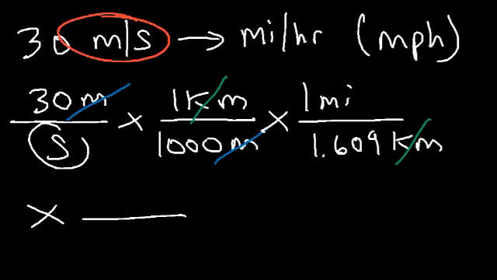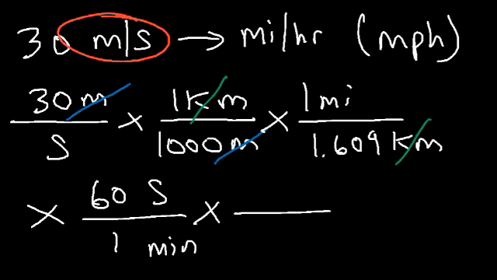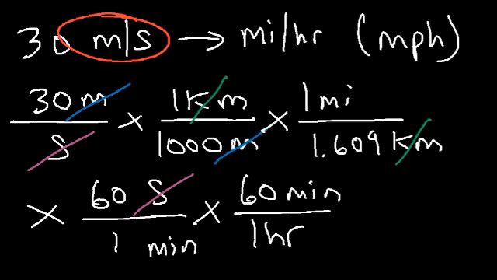So because we have the seconds on the bottom, it has to be on the top. Now let's convert seconds into minutes. There's 60 seconds in 1 minute, and there's 60 minutes in a single hour. So the unit seconds cancel and minutes cancel. So now we can get the answer. So it's going to be 30 divided by 1,000 times 60 divided by 1.609 times another 60. So you should get 67.1 miles per hour.